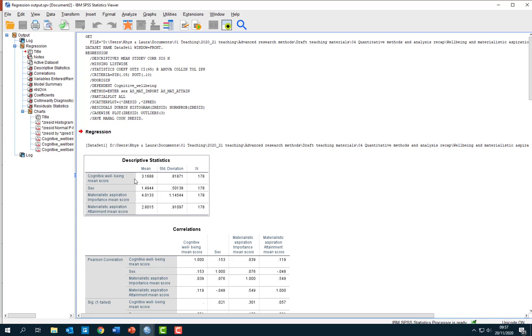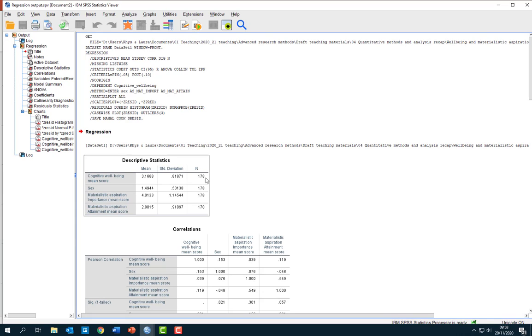So we can see the mean score overall on our outcome variable, cognitive well-being, is 3.2. The mean score for sex doesn't really tell us much, so we can ignore that. And then for the materialistic aspirations, the mean score is 4.0, and the materialistic aspiration attainment is 2.8. Okay, so we're getting a sense of what's going on. We've got 178 individuals in our sample, and we know that we don't have any missing data, so we don't have to worry about how that's handled.